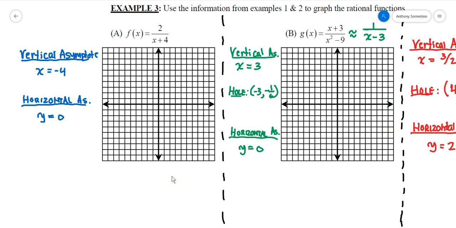So here we are at example 3, and as you will notice, as I start example 3, I just transferred the information that we had figured out and determined from examples 1 and 2 for these 4 functions. So we have this information here. For A, all I really have are the vertical asymptote and the horizontal asymptote equations.